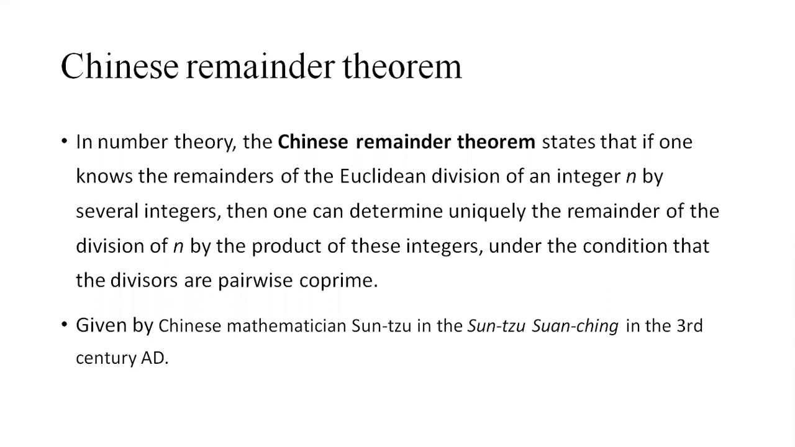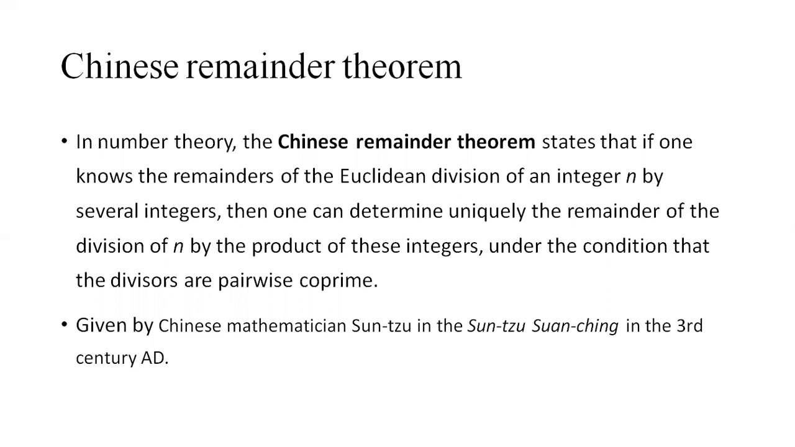In number theory, the Chinese remainder theorem states that if one knows the remainder of the Euclidean division of an integer by several integers, suppose n is one number, and if we know the remainder obtained when n is divided by some other integers n1, n2, etc., then we can easily determine the remainder of the division of n by the product of all these integers, under the condition that the divisors are pairwise co-prime.